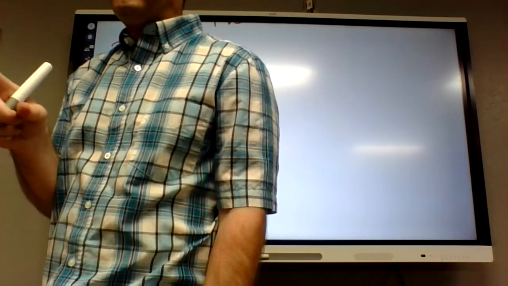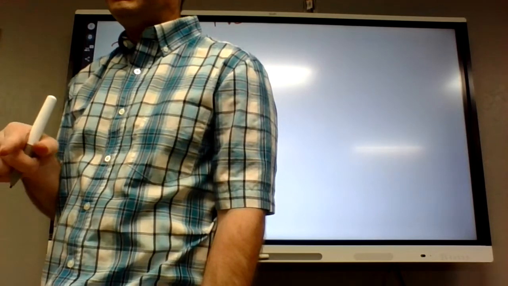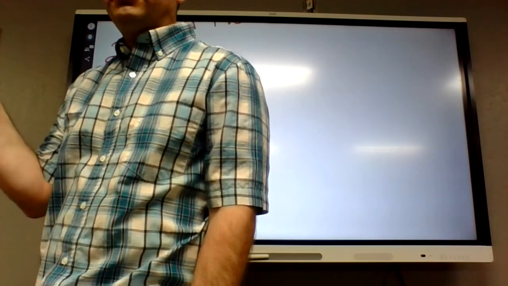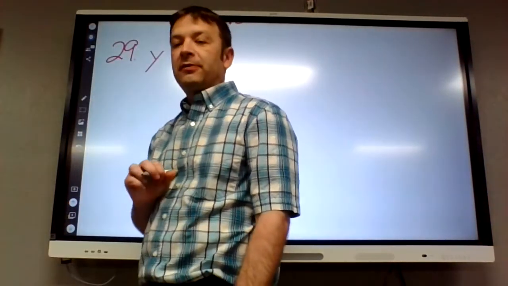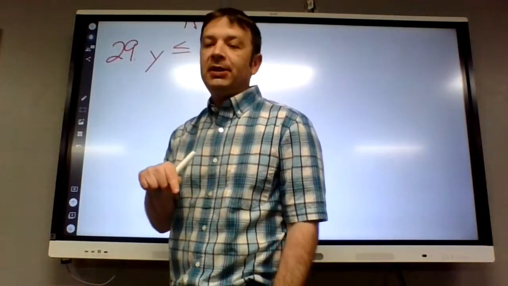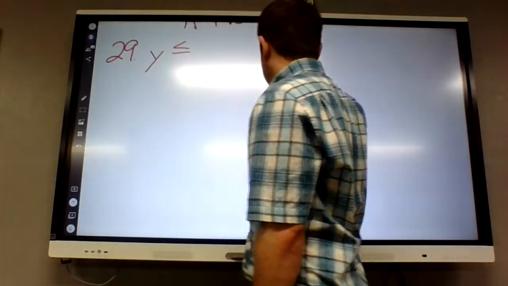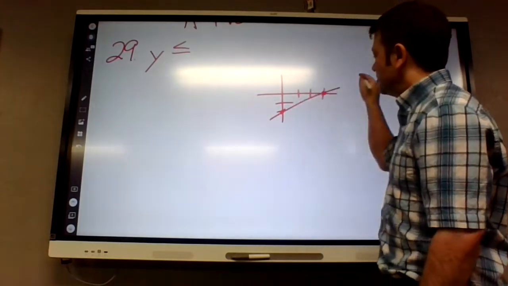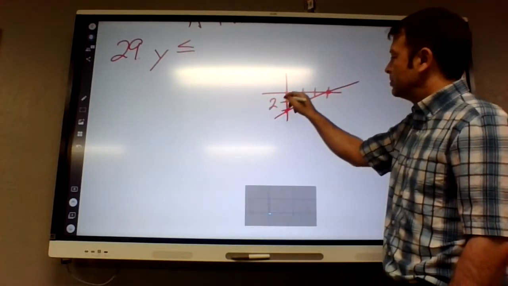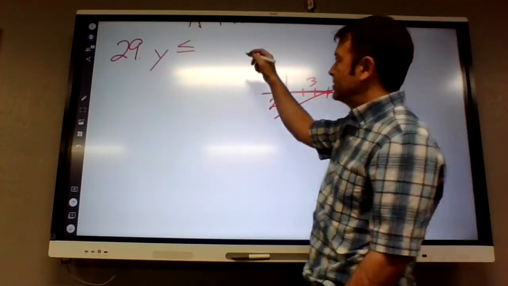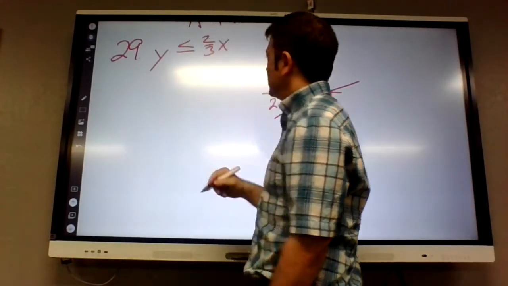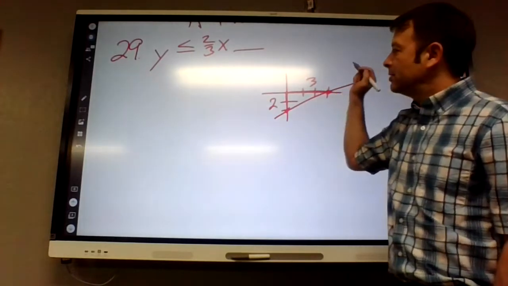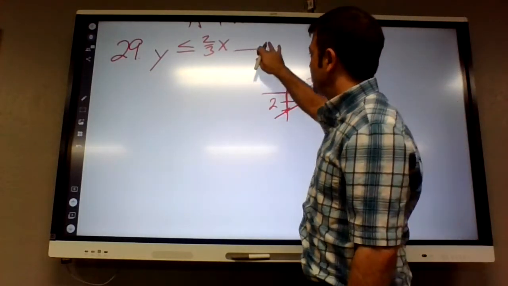If you look carefully, it's crossing the y-axis at (0, -2) and the x-axis at (3, 0). It's hard to see, but yes, the solid line. So the rise is 2 and the run is 3. It's going from there to there. Rise is 2, run is 3, so the slope is 2/3. So you put 2/3 x, and then what comes at the end? Minus 2. The y-intercept is -2.